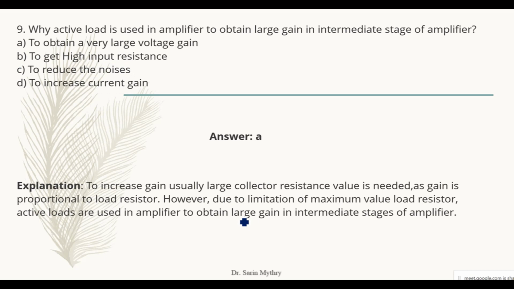Why is an active load used in an amplifier to obtain a large gain in the intermediate stage of an amplifier? Why are we using an active load in an amplifier to obtain a large gain in the intermediate stage? So see now, active load. Why are we using an active load? Ultimately the load is nothing else but a parameter where we obtain our output voltage. At the loads only we will be obtaining our output voltage. So why are we using active loads?